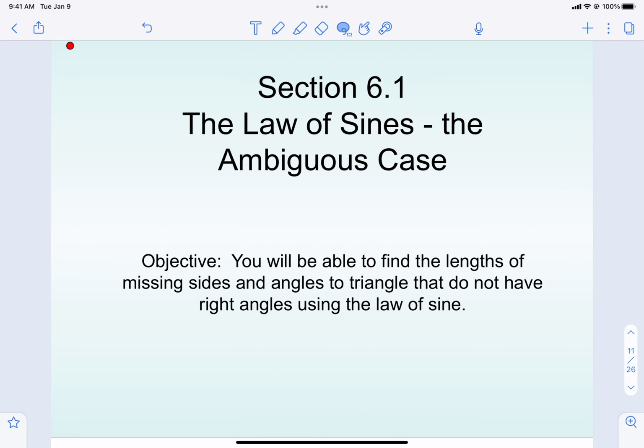Today we're going to talk about section 6.1, the law of sines, and today we're going to focus on what we call the ambiguous case. We call it the ambiguous case because in certain situations, it is possible that there may be more than one triangle at hand, and it's possible that there might not even be a triangle that exists at all. Our objective today is that you're going to be able to find the lengths of the missing sides and angles to triangles that do not have right angles by using the law of sines.